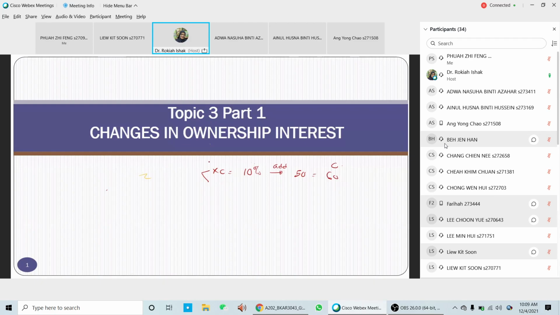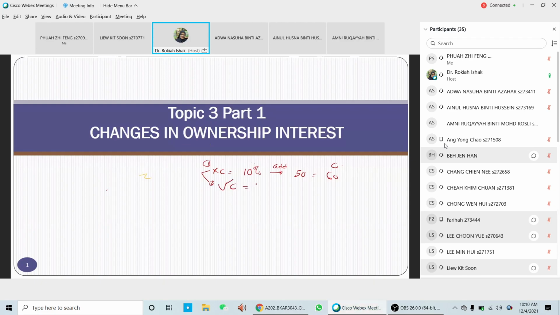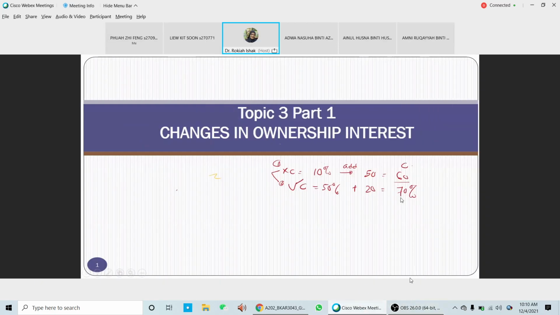The other one relates to when you already have control, already have 50%, but you add some more shares. Maybe you add another 20%, so now it becomes 70%. This is what we call changes here. Changes start from no control, and after you add some more shares, it becomes control. Or you already have control, but you add more shares, then your control becomes more. You are going to have more power. Instead of only 50%, now it becomes 70%. So there are 2 types in terms of changes.